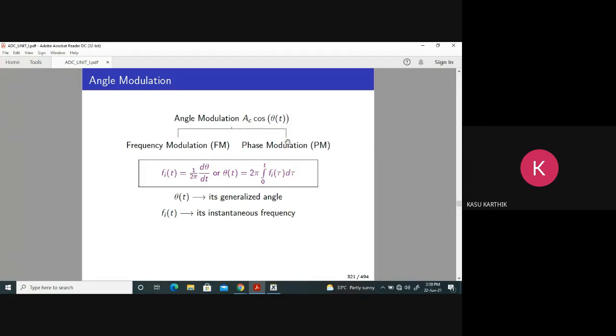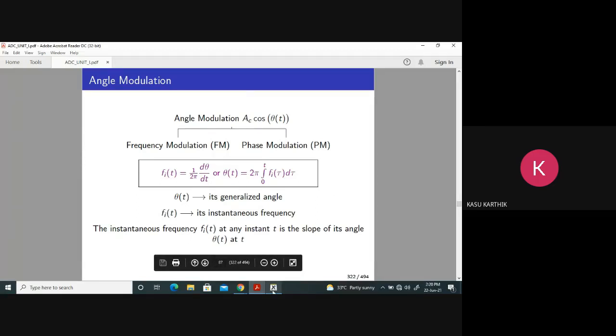Now, Fi of t is called instantaneous frequency. Why am I calling it instantaneous frequency? Because here we are changing the frequency with time. Obviously, so it should be a function of time. Is it okay? So that's why it's called instantaneous. At a particular instant, what is the frequency?